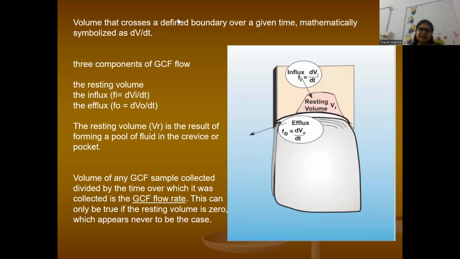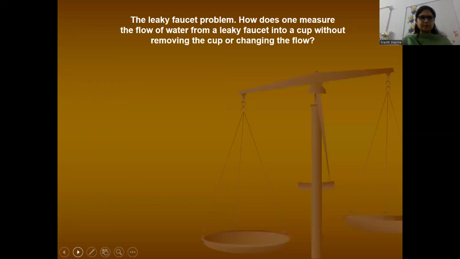The volume of any GCF sample collected divided by the time over which it was collected is the GCF flow rate. I repeat, the volume of any GCF sample collected divided by the time over which it was collected is the GCF flow rate. This can only be true if the resting volume is zero, which appears never to be the case. These were the three components.